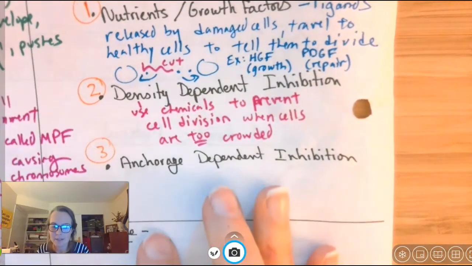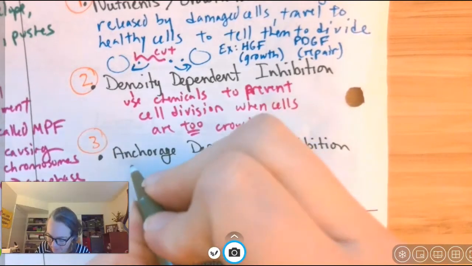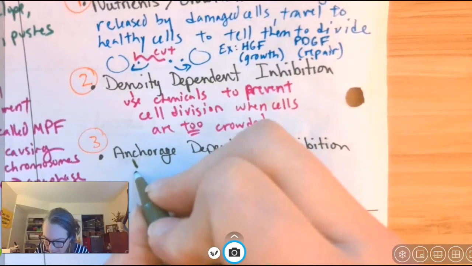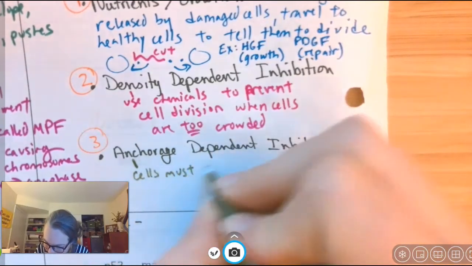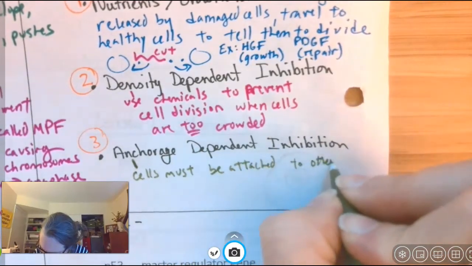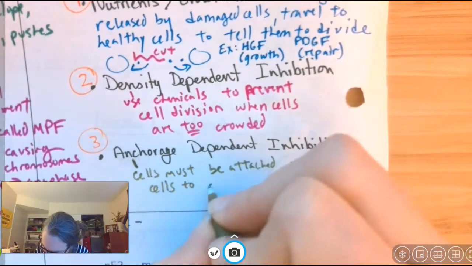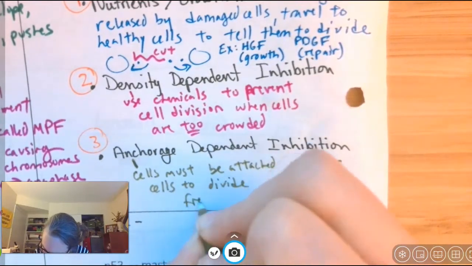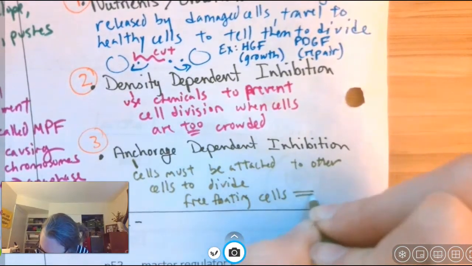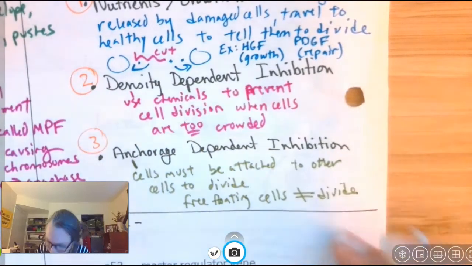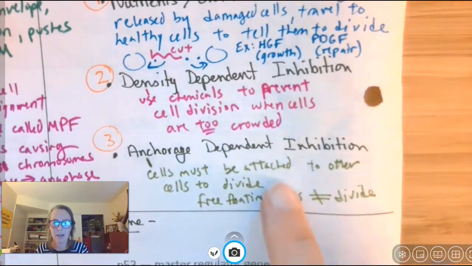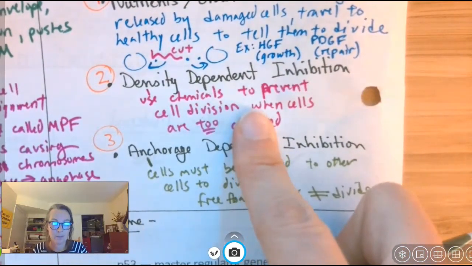Anchorage-dependent inhibition is kind of the same thing. Basically, it's saying cells must be attached to other cells to divide. So basically, free-floating cells should not divide. And so it's because cells that need to get messages from other cells to divide, cells get messages from other cells to not divide as well.